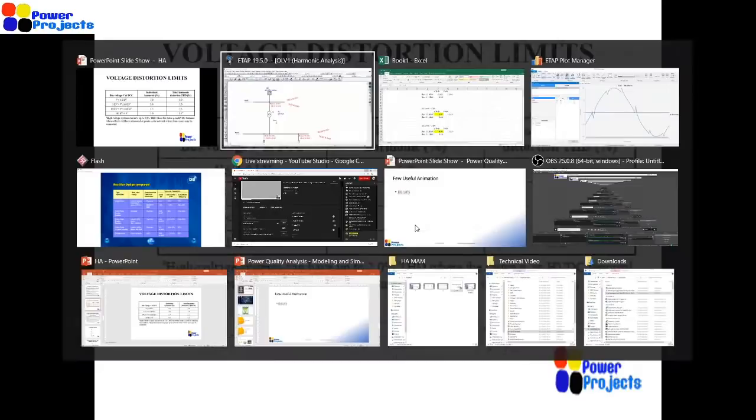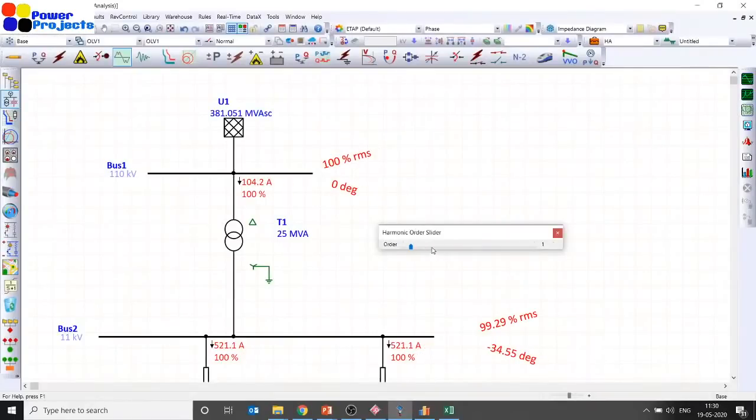You need to check whether the individual distortions are less than 1.5 percent or not. Probably you can see the fifth harmonic distortion is 2.13 percent, which is higher than the acceptable limit of 1.5 percent. So if everything exceeded the limits, then obviously this means a filter is really mandatory, right?